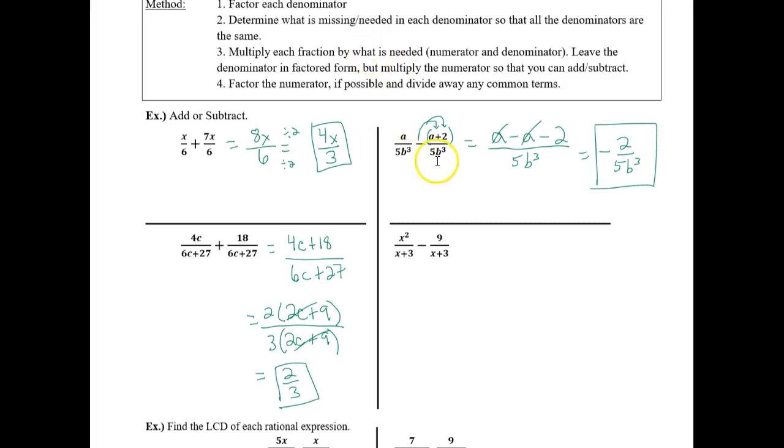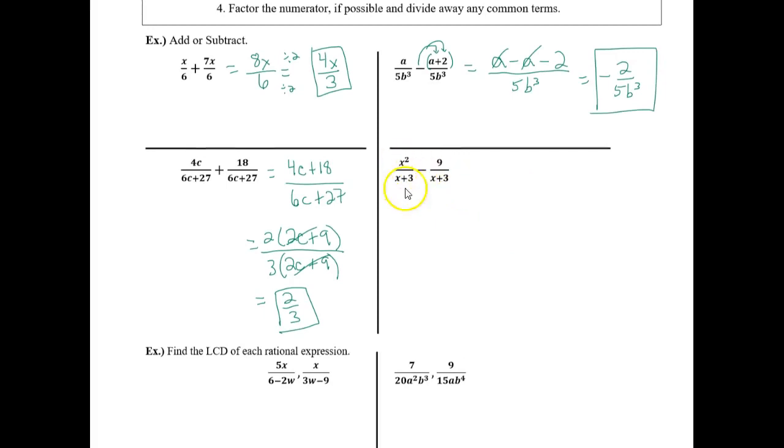Remember, when we add or subtract, the denominator doesn't change. That 5b cubed stays the same. We simplify the numerator as much as we can, check to see if anything factors out. It doesn't, we're done. Alright, this next one.